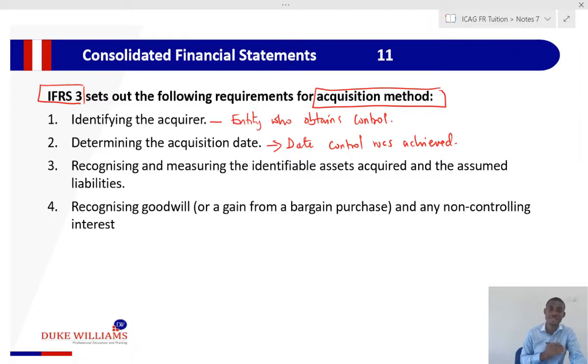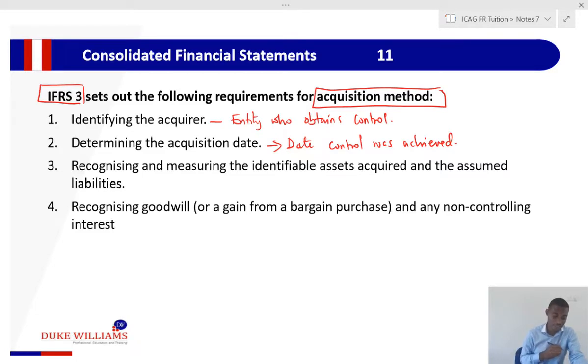So what is the date? Often, the investor would have an existing investment before going on to purchase more shares in order to obtain control. So the control date is the date on which the investor has the power to govern, and from that date we start consolidation.